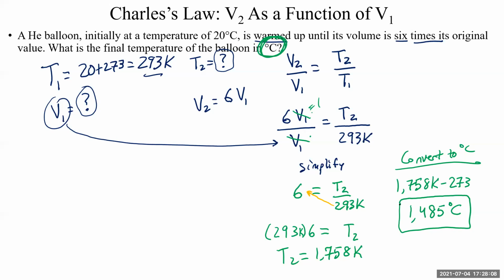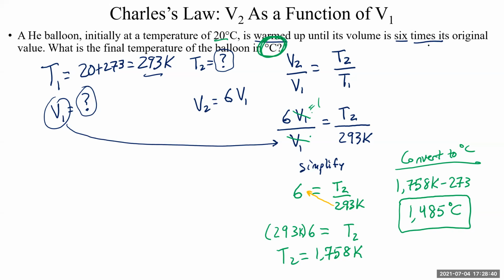Don't worry about the sig figs right now. If you want, you can put the right sig figs. We had only one sig fig as our initial measurement, which gives you only a 1 sig fig answer. Don't give me a 1 sig fig answer, even if it's correct. At least 2 or 3 sig figs. Anyway, 1,485 degrees Celsius is our final answer.